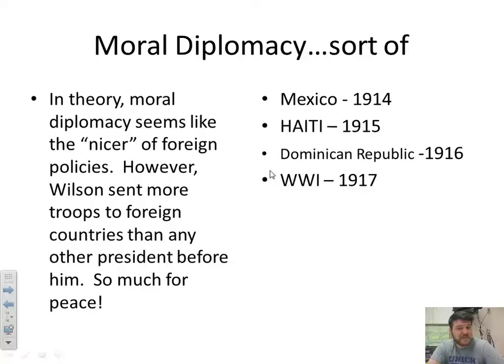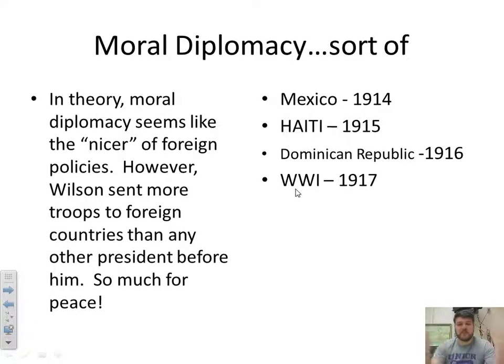So, whoops. Mexico in 1914, Haiti 1915, Dominican Republic 1916, and then eventually he's going to get us involved in World War I, which we'll talk about in more detail. But basically, World War I is a war where one of the major long-term causes is all these decades of imperialism amongst all these industrial countries.